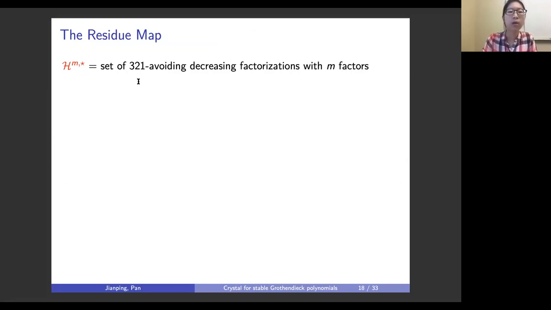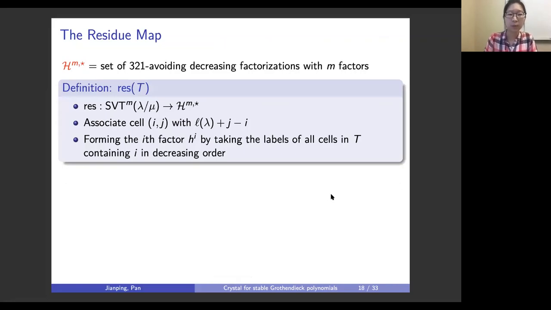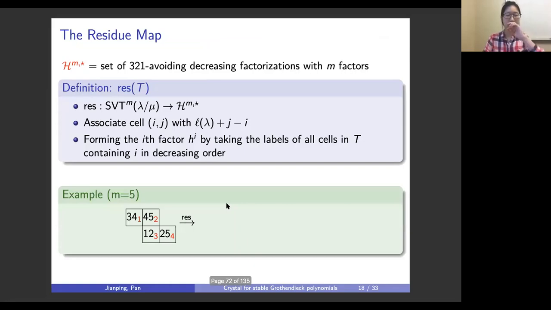So recall our notation HM star. It's the set of all 3-to-1 avoiding decreasing factorizations with M factors. And the residue map will send a set-valued tableau to a decreasing factorization that's 3-to-1 avoiding. So the map is defined in the following way. Let's look at this example.